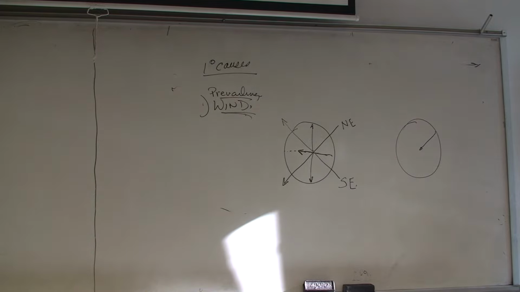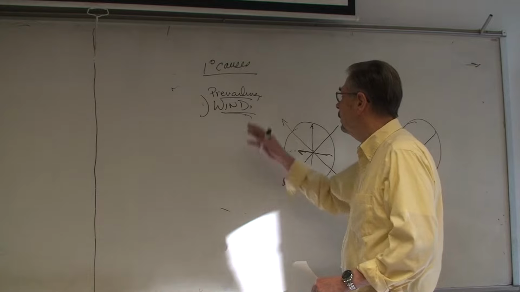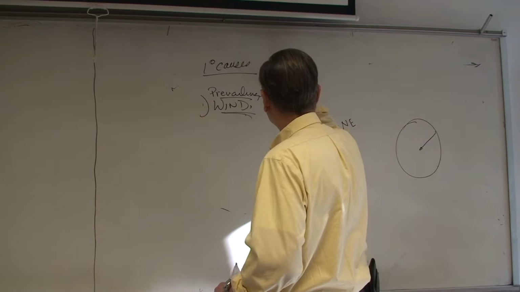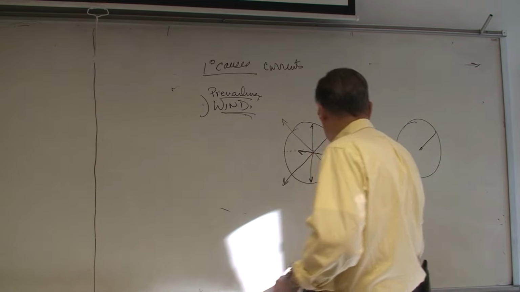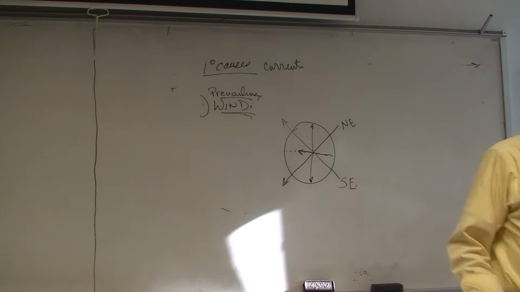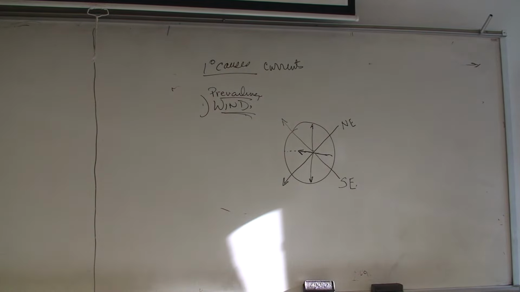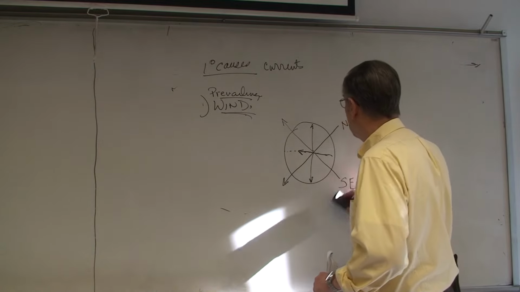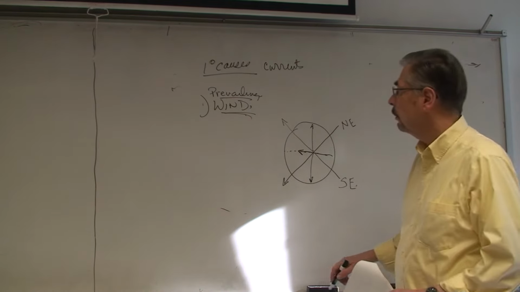Okay. So, primary causes of currents are the prevailing winds. That's one cause of currents. The winds are pushing the water. The other thing we need to consider is what is called the Coriolis force.